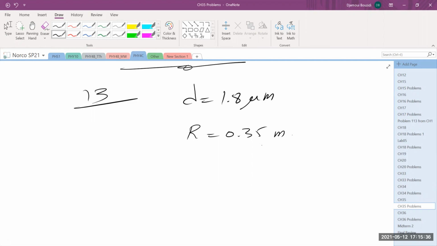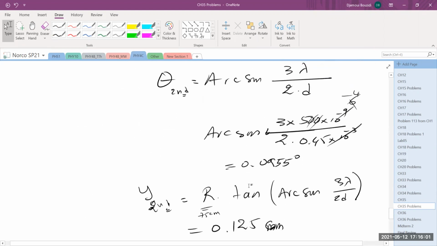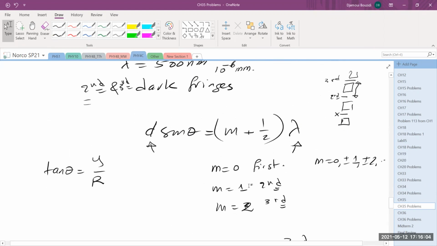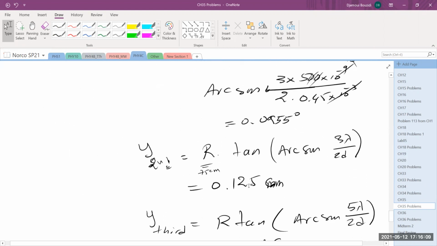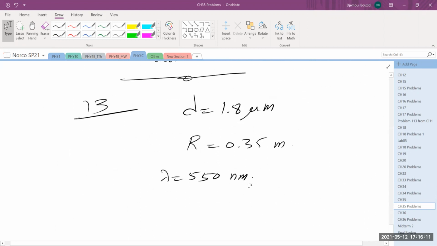They ask what the distance is between the first and the second dark lines of the interference pattern when the slits are illuminated with a lambda of 550 nanometers. Okay, so now we have to be careful. 550 nanometers is what lambda is, and they want the distance between the first and the second dark fringes. Here is the trouble with this problem. You're supposed to find the y's, but before you do that, you need to find the thetas.